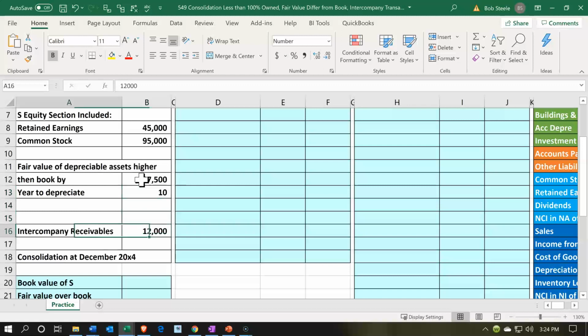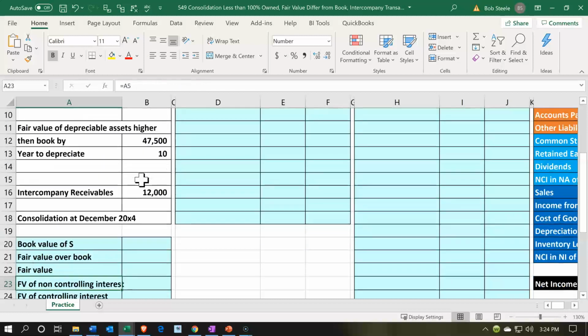Then we have the intercompany receivables of 12,000. So there's the receivables on the book, let's say on P's book from S, and on S's book they have a payable to P. And so we'll deal with that. We've seen that in the past, so nothing real new. It's just another complication, another thing that we've got to deal with for this practice problem.